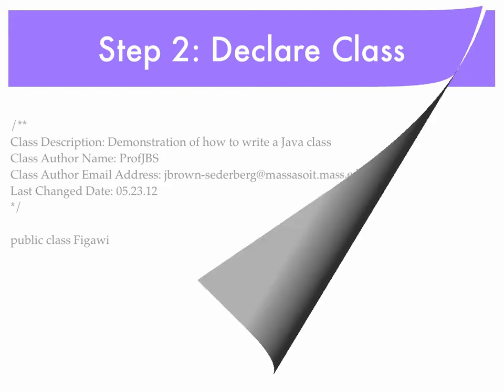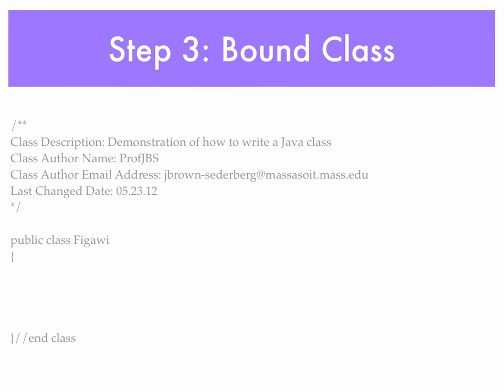So having declared the class, I move on to bound it, and I bound it with these opening and closing curly brackets. The class will be anything that comes after that first curly bracket and before that last curly bracket. These are the bounds of the class. So you'll note that I have a single line comment down here at the very last line that says this curly bracket indicates the end of the class.